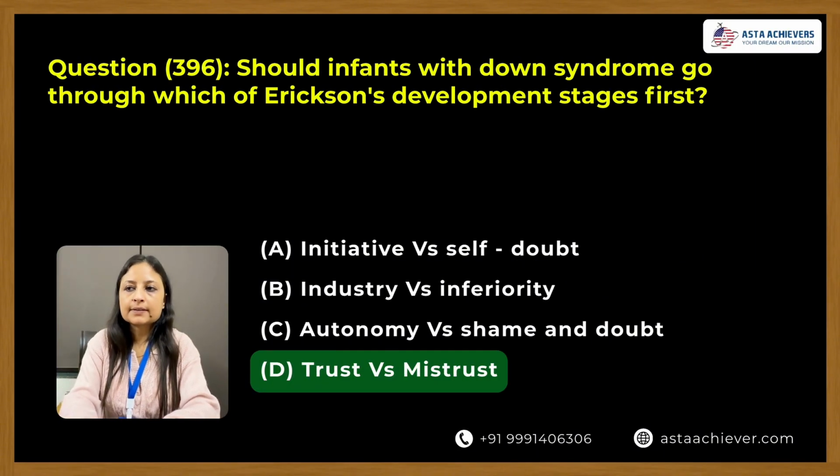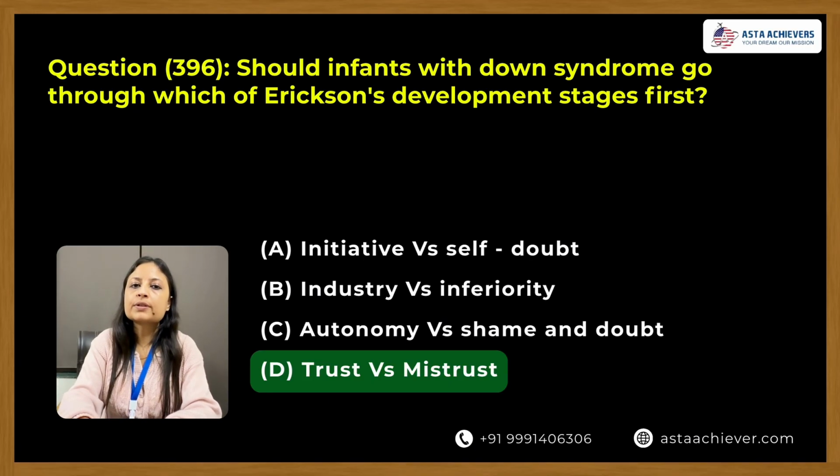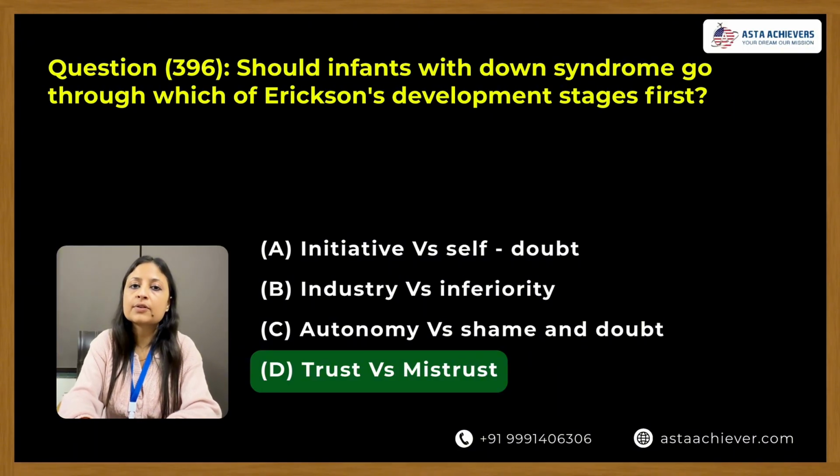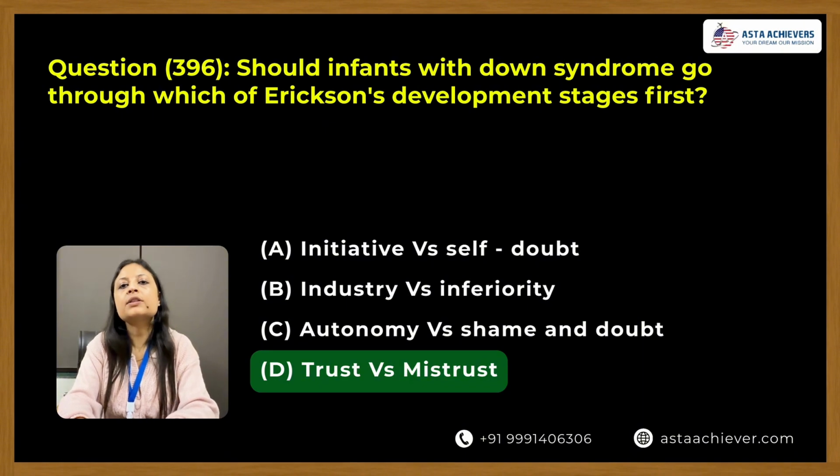Question number 396. The infant with Down syndrome should go through which of the following Erikson developmental stages first? Option A, initiative versus guilt. Option B, industry versus inferiority. Option C, autonomy versus shame and doubt. And option D, trust versus mistrust. Option D, trust versus mistrust, is the correct answer, because the child with Down syndrome goes through the first stage, trust versus mistrust, only at a slower rate. Therefore the nurse should concentrate on developing the bond between the child and the primary care provider.